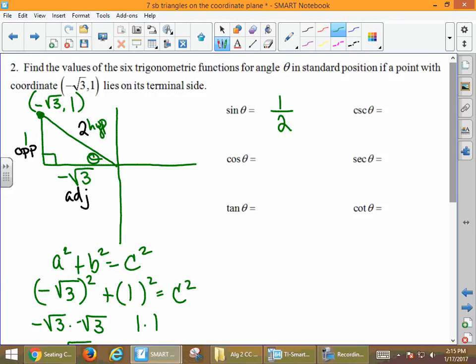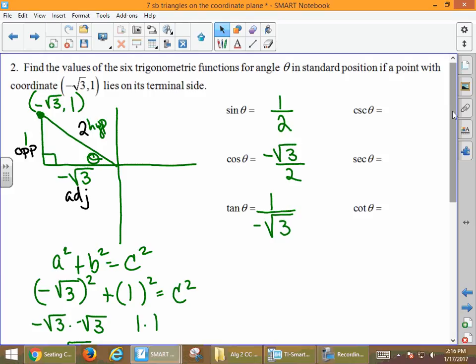Cosine is the adjacent divided by the hypotenuse. Tangent is the opposite divided by the adjacent, and here's where I really want to write this in. So if you want to get technical, opposite is 1 and the adjacent is negative square root of 3. And technically, we don't like having a radical in the denominator. But before we get that radical out of the denominator, let's go ahead and look at the reciprocals. And then we can talk about how to get a radical out of the denominator.